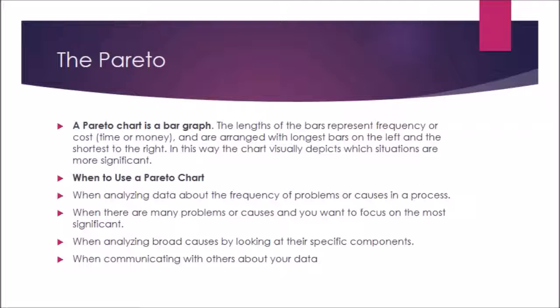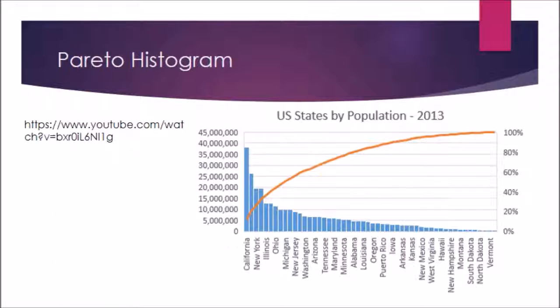The Pareto chart is a bar graph. The lengths of the bars represent frequency or cost, time, or money, and are arranged with the longest bars on the left and the shortest to the right. In this way, the chart visually depicts which situations are more significant. When do we use it? When analyzing data about the frequency of problems or causes in a process. When there are many problems or causes and you want to focus on the most significant. When analyzing broad causes by looking at their specific components, or when communicating with others.